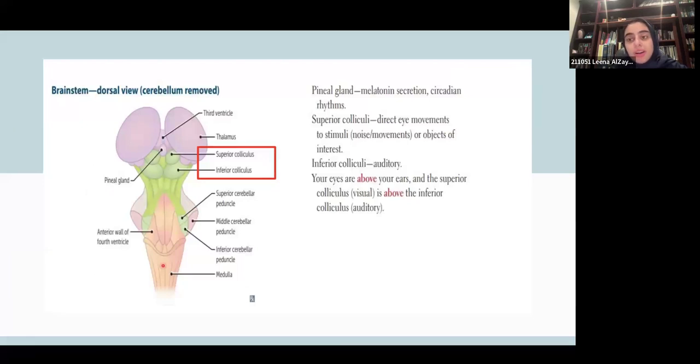So this is kind of a reminder of the brainstem as a whole. This is all from the anterior aspect. From the posterior aspect, what you have to know is that we have the superior colliculus and the inferior colliculus. The superior colliculus is for visual reflexes, the inferior colliculus is for auditory reflexes. Why? Because your eye is above your ear. So superior is for eye movement or eye reflexes. Inferior is for auditory reflexes.